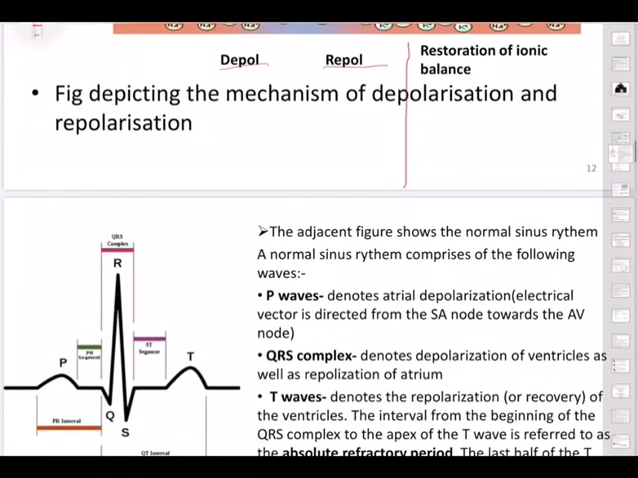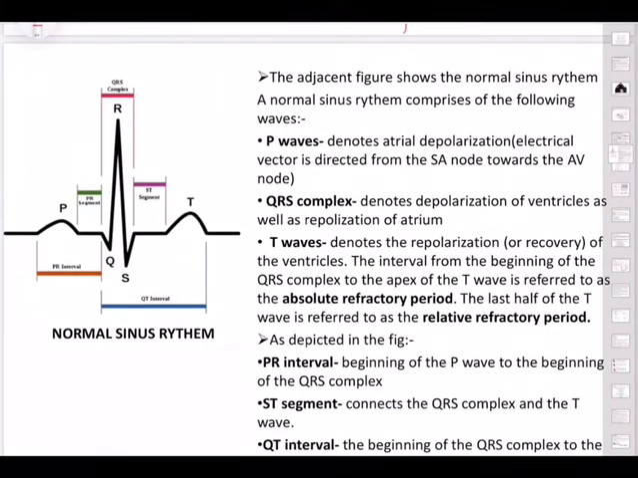And what is this exactly? What does the ECG look like? The ECG looks like this. So the adjacent figure shows the normal sinus rhythm. A normal sinus rhythm comprises the following: P waves. Where is the P wave? This is the P wave. The P wave denotes atrial depolarization. Atrial means auricle. Auricular depolarization means contraction of the auricles. The electrical vector is directed from the SA node towards the AV node.